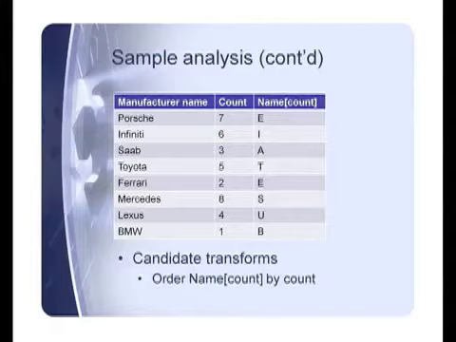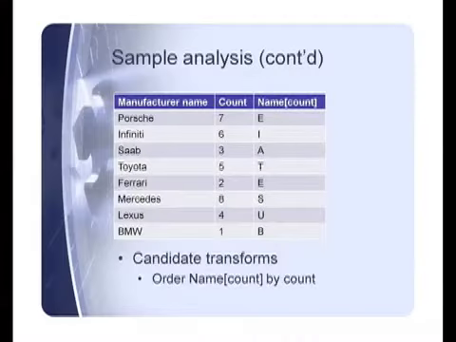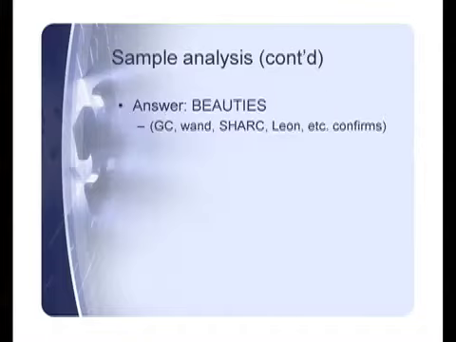But now we have an additional, so now we have 3 streams. Here I'm relating them, right? But the streams don't necessarily have to be related across like that. And now we can talk about a new set of candidate transforms. We still don't have a word or short phrase, like Leon is not going to be impressed at this point. So we can try ordering the last column in here by the count column, and we end up with the answer beauties, at which point GC or the wand or the shark or Leon or whoever ends up confirming.